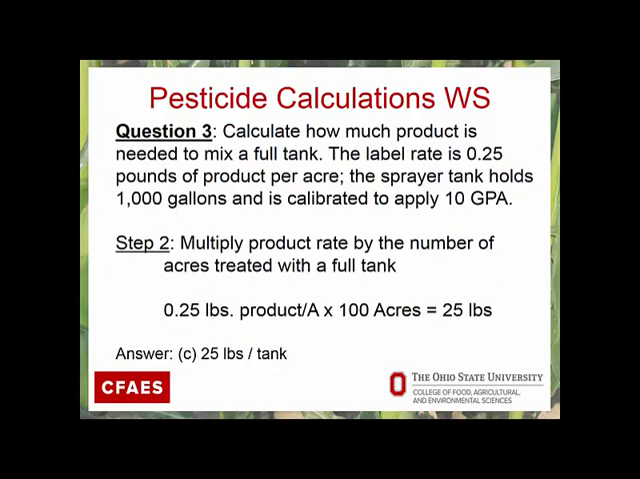Now you will multiply your product rate in pounds per acre by the number of acres you can treat with a full tank. So 0.25 pounds product per acre times 100 acres, the answer is 25 pounds of product will be needed to mix a full tank.